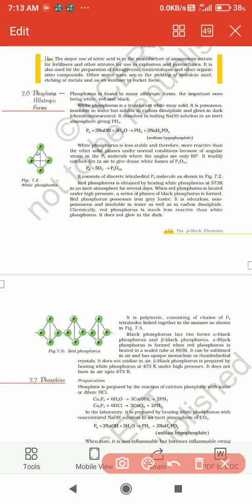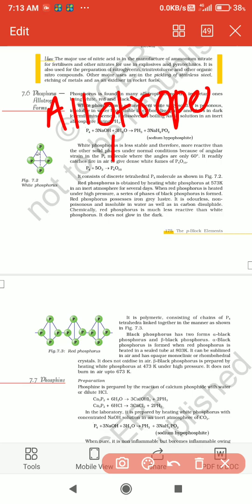Now, coming to what is meant by allotropes. What is an allotrope? An allotrope is when the same element can exist in more than one form. That is what we call an allotrope.